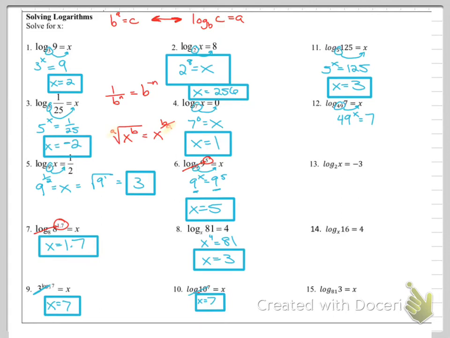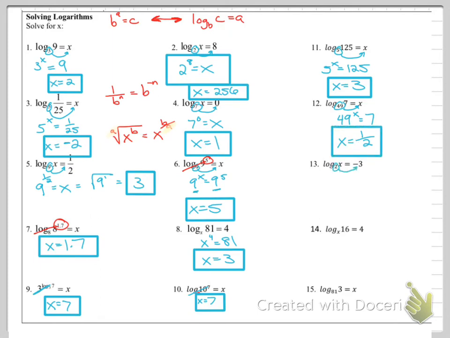Okay, maybe you got stuck on number 12. Rewrite it and you get 49 to the x equals 7. This seems weird, right? Because the exponent is on the bigger number. So I don't want to multiply 49 times itself more times. I want to take the square root, right? The square root of 49 makes 7. Remember how to get a square root? You're taking the second root of something. So it's 1/2 power.